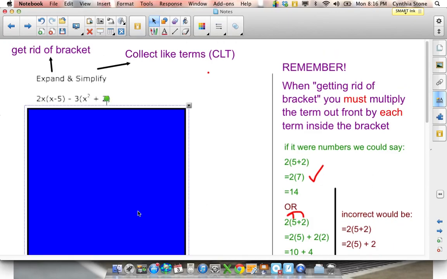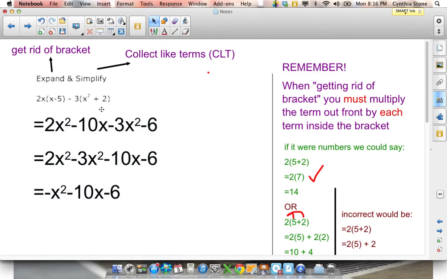I'm going to get rid of the box here just so we can see it. Let's go through how I came up with this solution. I want you to go with me step by step because this is a tough one. There's signs involved, there's big terms. 2x times x is 2x squared. That's where I came here. x times x is x squared, and then you just have the 2. 2x times negative 5 is negative 10.